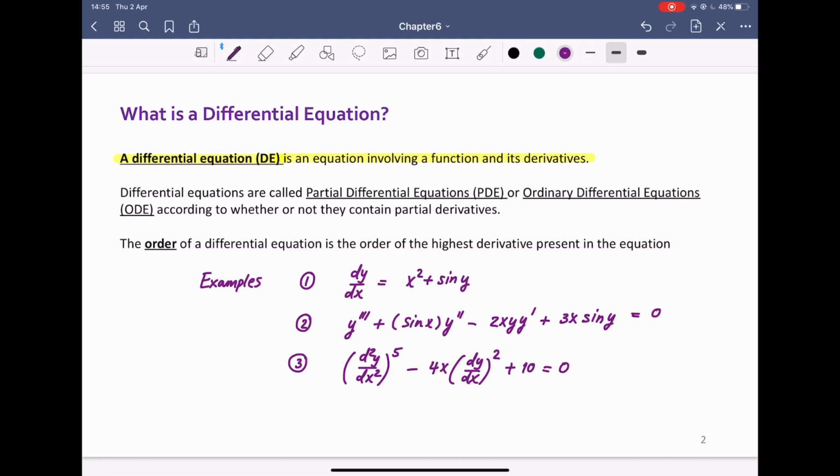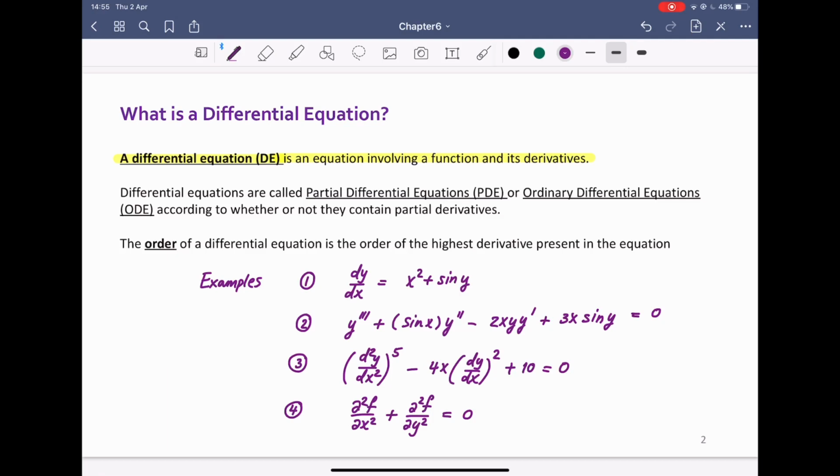Well, let's make it more complicated. Maybe you're going to see some partial derivatives too. Sometimes you could see the second order partial derivative with respect to x plus the second order partial derivative with respect to y equal to 0. Well, this is also called a differential equation because it shows you a relationship between x, y, a function f(x, y), and also its partial derivatives.